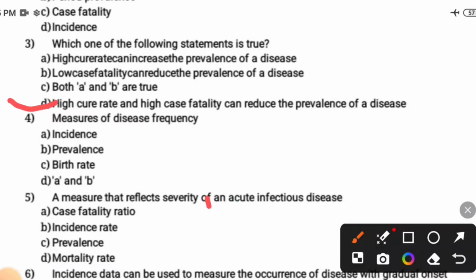Measures of disease frequency: A, incidence, B, prevalence, C, birth rate, or D, A and B. So the answer is A and B, that's D. Okay, so our answer is D.